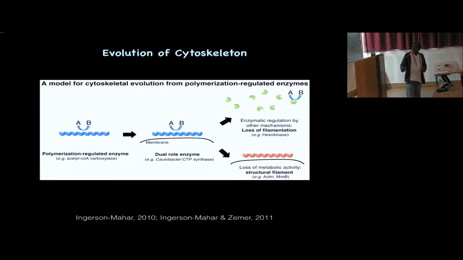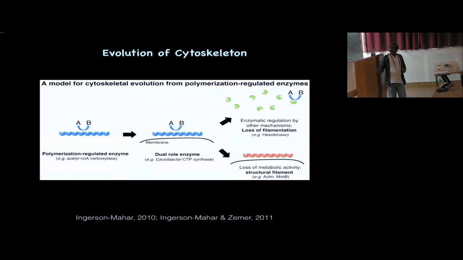So these proteins, whose enzymatic or metabolic activity was regulated by polymerization, gained a function of cytoskeleton by binding to the membrane or giving an advantage. In this case, the CTP synthase was involved in giving the curvature to Caulobacter crescentus, and such a curved bacterium would be able to swim better. And Caulobacter, being an aquatic bacterium, was able to utilize that curved shape better, and as it could swim better, it got selected for. So CTP synthase, being a metabolic enzyme and a polymerizing enzyme, gained this dual function of being both metabolic and cytoskeletal.